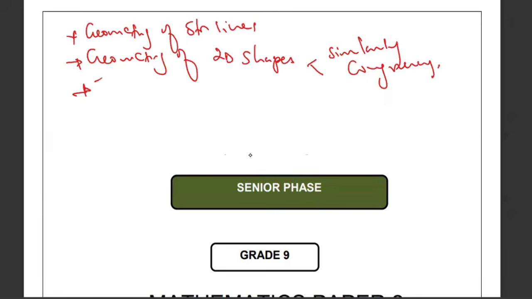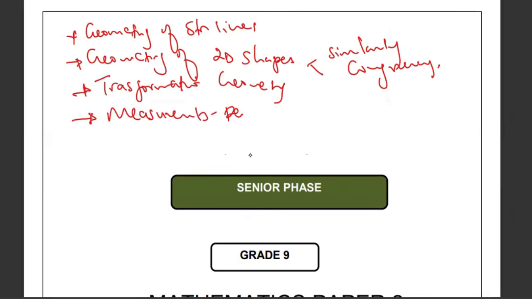But before the measurements, we can have the transformation geometry. Okay, transformation geometry. And then we can have our measurements, which could include perimeter, area, surface area, and then the volume. So all those topics can be expected within paper 2.